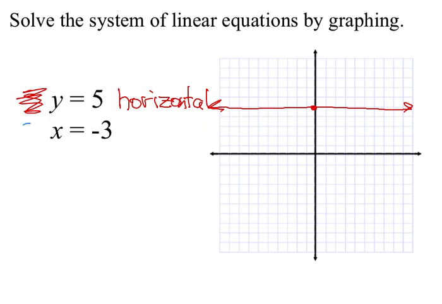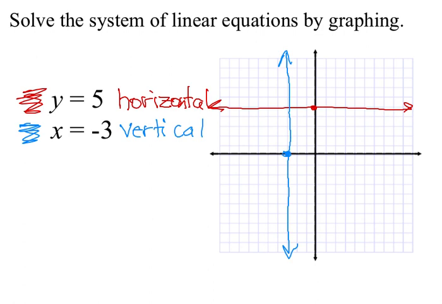And then for our second equation, we have x = -3. So again, if you think back to chapter 6, any equation that had only x in it was a vertical line. And vertical lines are going to cross the x-axis. So it crosses the x-axis at negative 3. So this is that line.